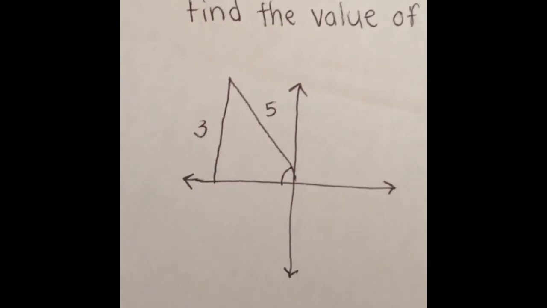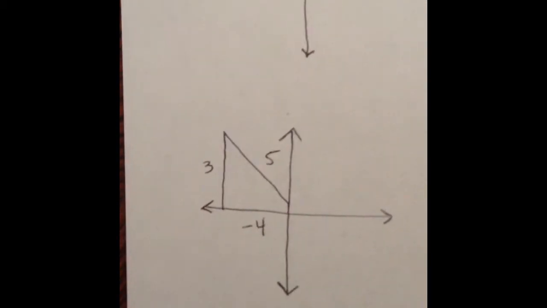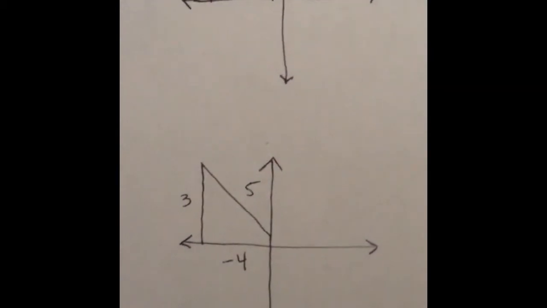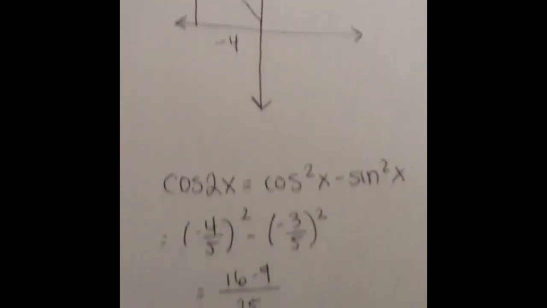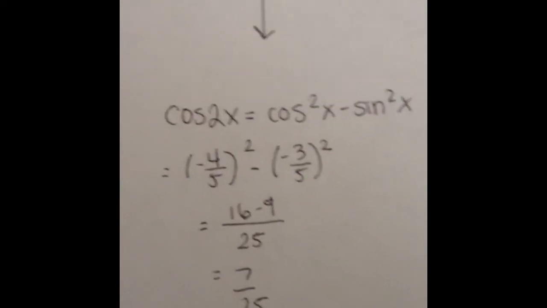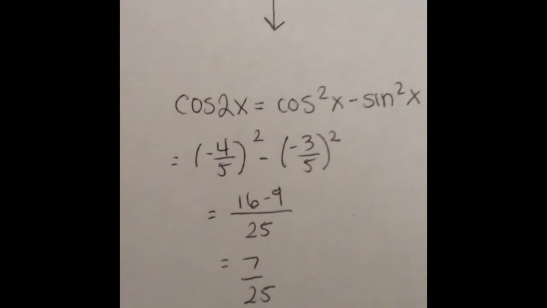Using the Pythagorean theorem, we find the missing side is 4, but don't forget the negative. Now we know that cosine x equals negative 4 over 5. Using our double angle formulas, we know that cosine 2x equals cosine squared x minus sine squared x. Plugging in what we know, we find that cosine 2x equals 7 over 25.